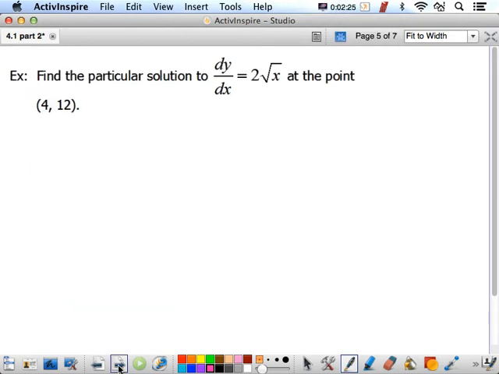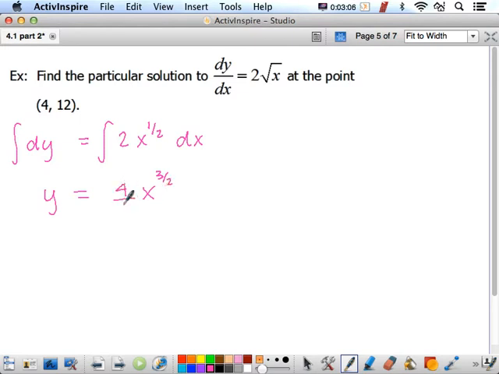So for this one, we're going to look at dy/dx equals 2 square roots of x at the point (4, 12). So we'll start by splitting this into dy equals 2, and instead of square root of x, I'm going to go ahead and write it as x to the 1/2 dx, so that it's already in integrable form. Integrate both sides. This will become y equals 2x to the 3/2 multiplied by 2/3. We already have a 2, and we'll divide by the new power, which is the same as multiplying by the reciprocal of 3/2, which would give us 4/3. So we have 4/3 x to the 3/2 plus c.